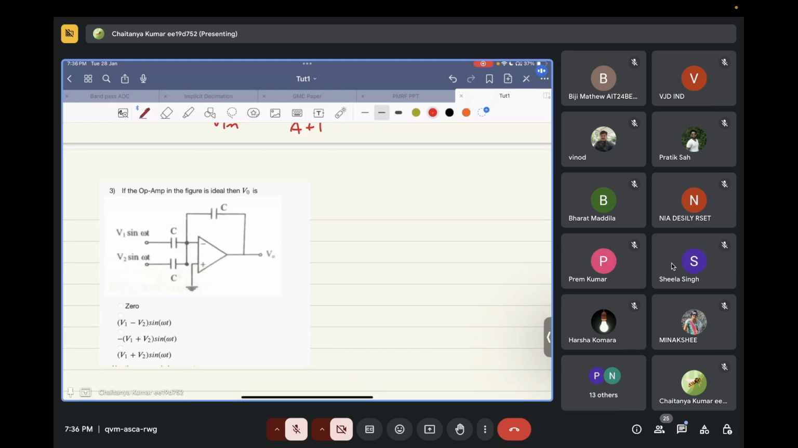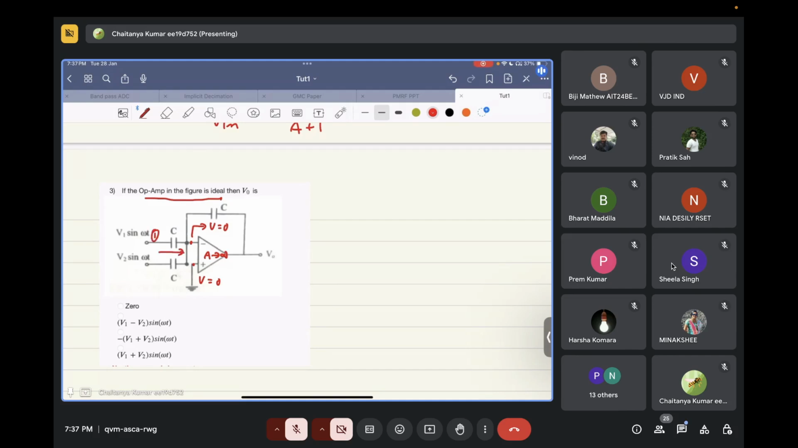The op amp in the figure is ideal. If the op amp is ideal, A tends to infinity. In that case, what will happen? We will have a virtual short between plus and minus. So if this voltage is equal to 0, this voltage will also be equal to 0. In that case, what will be our output voltage? What will be the current that will be flowing?